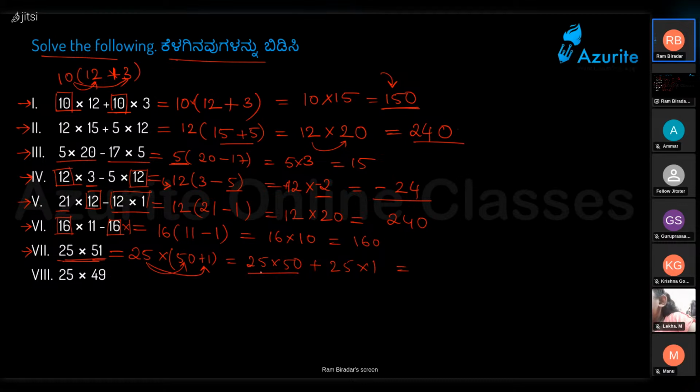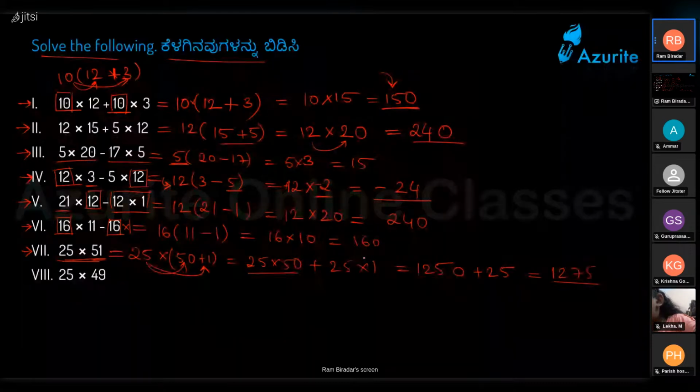We can do 25 into 50 as 25 into 5. 25 into 5 is 125. Okay, so the 0 is as it is. So 25 into 1 will be how much? 25. So if you add both of these, what will be the answer? 1250 plus 25. So 50 plus 25 is 75. So 1275 will be the answer. Okay, easy to do this in this way.